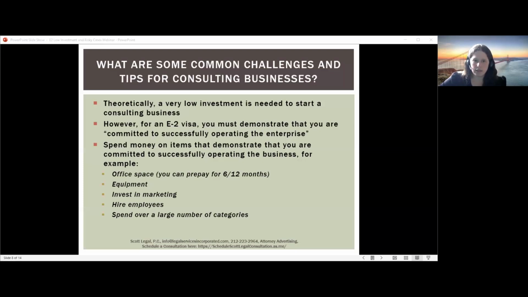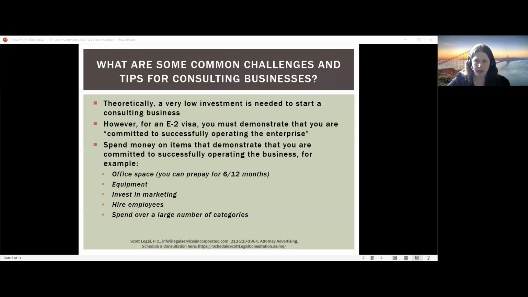Things that you can consider, one is office space. Sometimes you can prepay for a certain amount. Unfortunately, you cannot just rely on a signed contract. You can't say, well, I've signed this contract and I'm on the hook to pay this money for the next 12 months. You do have to actually have spent it before you submit in order for it to be included as part of the investment. Another is equipment.